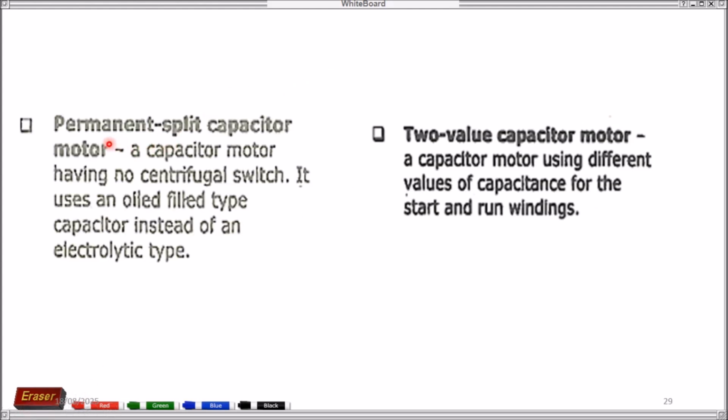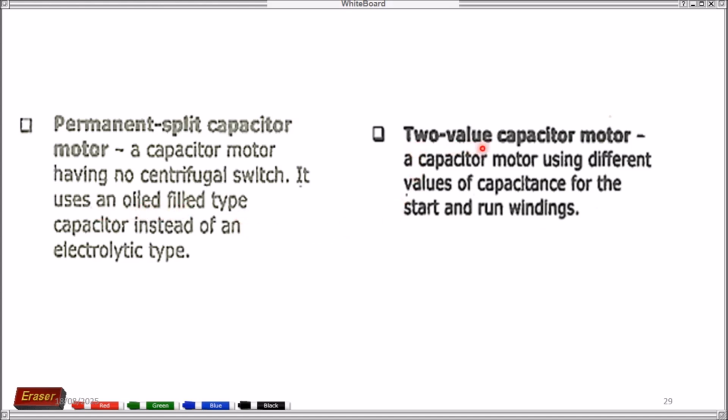Then we have the permanent split capacitor motor. So this is a capacitor motor having no centrifugal switch, meaning yung ating capacitor is connected throughout the operation. So it uses an oil-filled type capacitor instead of an electrolytic type, no? Yung sa capacitor start kanina, yung ating capacitor is electrolytic. Dito sa permanent split capacitor, ang ginagamit po is oil-filled type na capacitor.